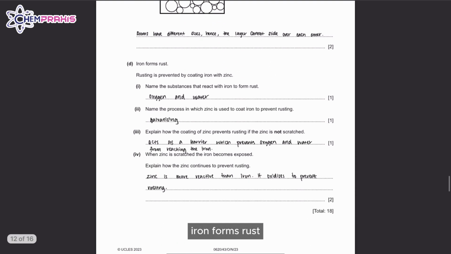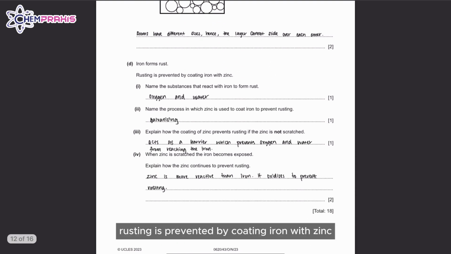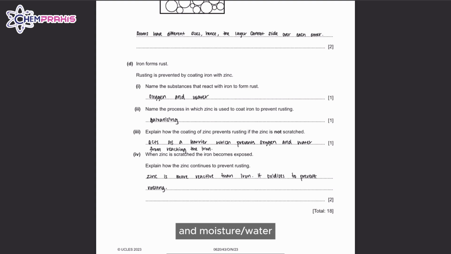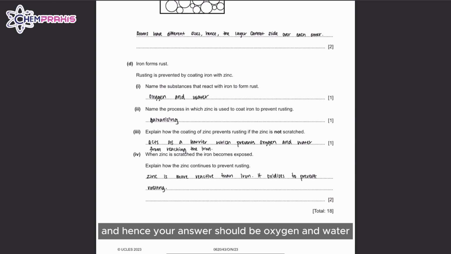Iron forms rust. Rusting is prevented by coating iron with zinc. Name the substances that react with iron to form rust. Rust is formed when iron comes in contact with oxygen and moisture or water, and hence your answer should be oxygen and water. Name the process in which zinc is used to coat iron to prevent rusting. This process is known as galvanizing.